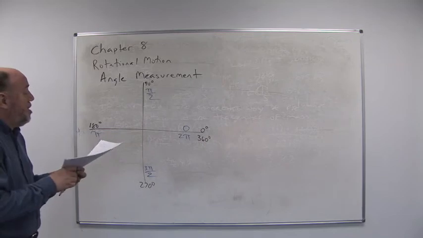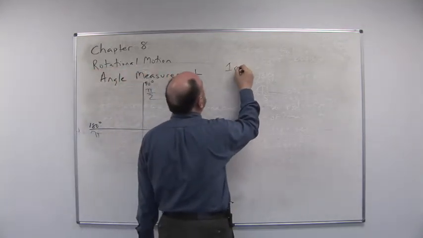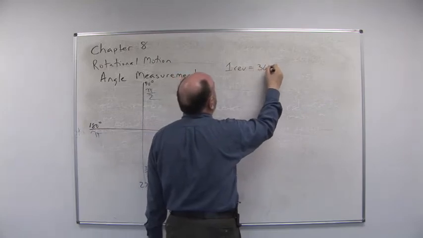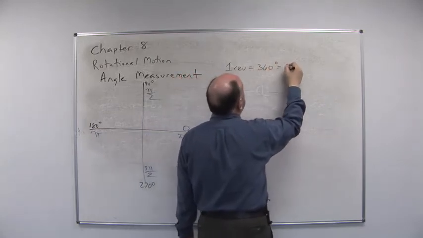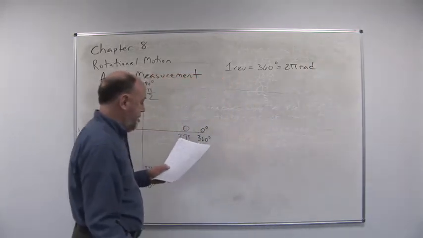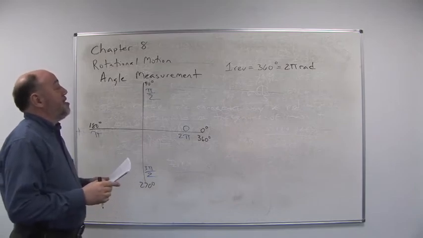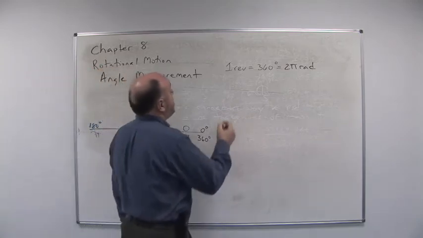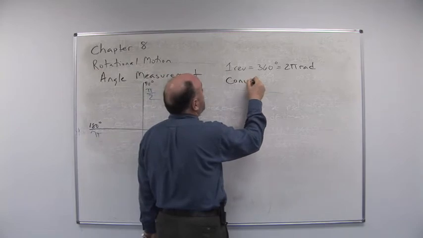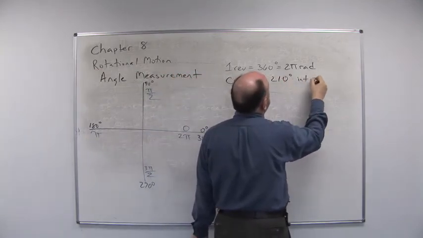So you have then that one revolution, so all the way around a circle, would be equal to 360 degrees, which would be equal to 2 pi radians. Well, then, given an angle in degrees, you should be able to convert it into the corresponding angle in radians. So you get something like this. Convert 210 degrees into radians.